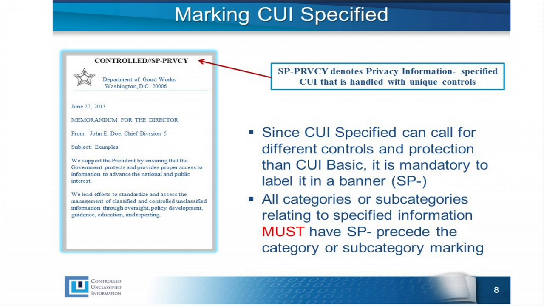If CUI is listed in the registry as specified, it is mandatory to note it as such in the banner marking. Consider the example on screen. The CUI being included in the document is privacy information. Since this is specified according to the CUI registry, it is listed as being specified in the banner marking with an SP- preceding its acronym of PRVCY.